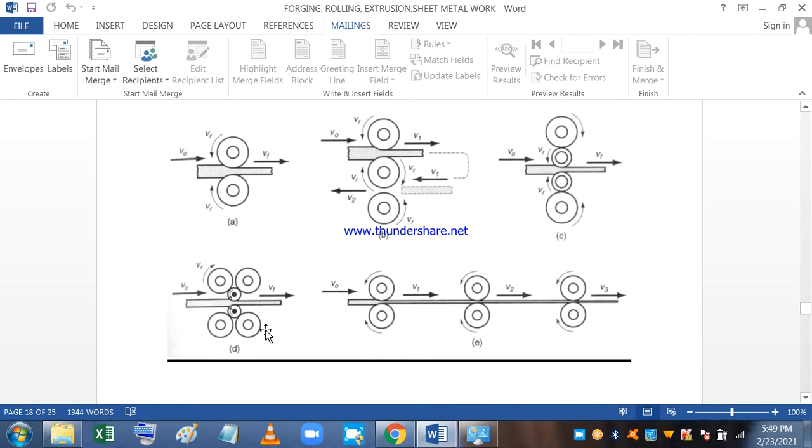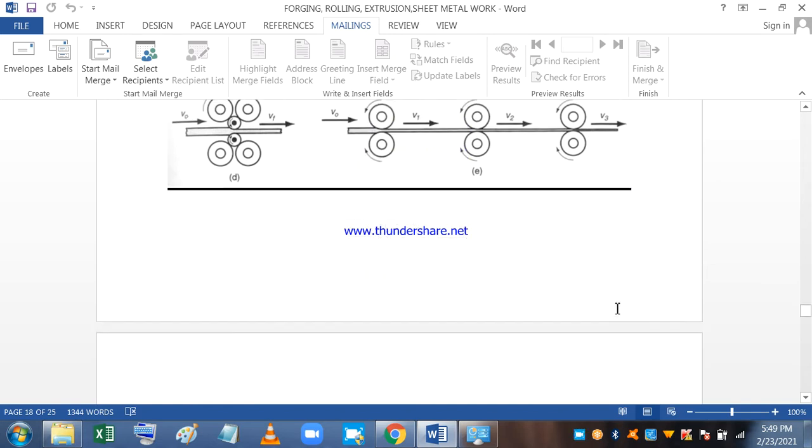This particular arrangement is a modification of the 4 high roll. Instead of 2 backup rolls, here we have got 4 backup rolls so that the pressure can be maintained better. This is the tandem roll where progressively the gap between the rolls is reduced from stage 1 to stage 2 to stage 3, and the thickness also gets progressively reduced.